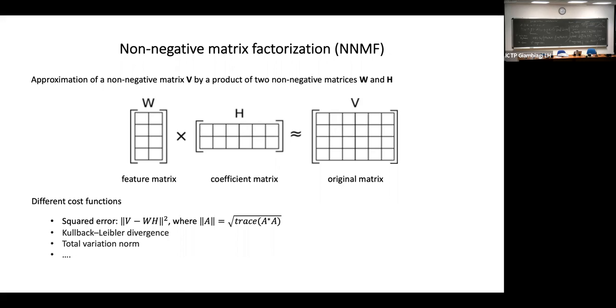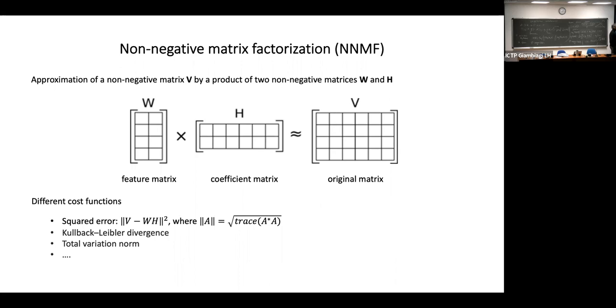But one issue is that, say the original matrix has dimensions n times m. When you look at the two matrices, W and H, the feature and coefficient matrices, as one way to call them, you have the issue that you have to decide a dimension, which is the P dimension. The question is what that dimension is going to be. It is going to significantly affect the results that you get.